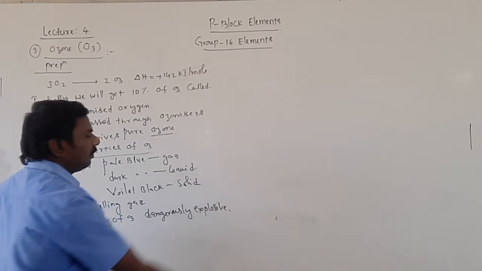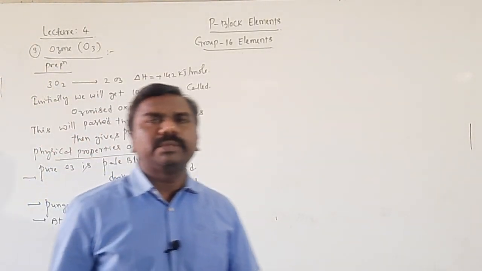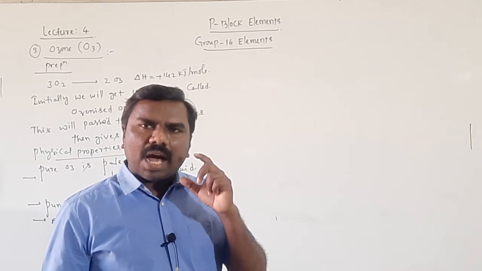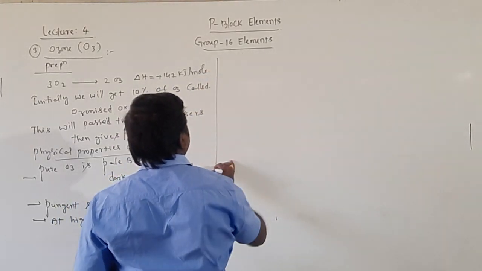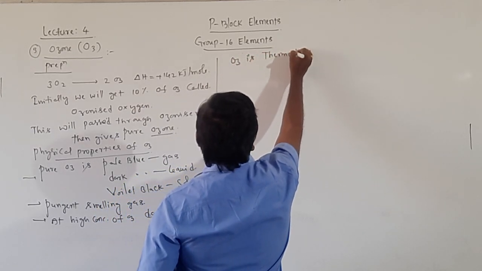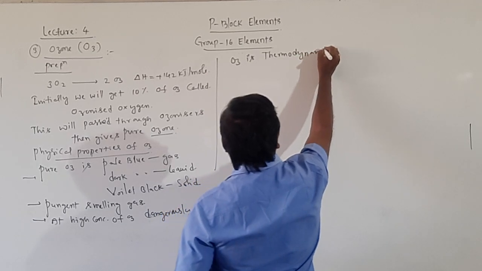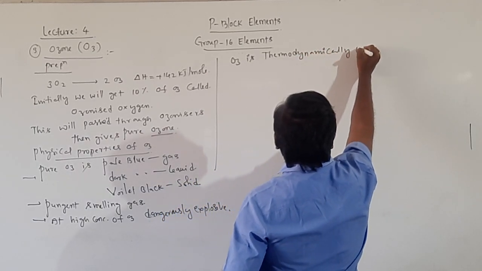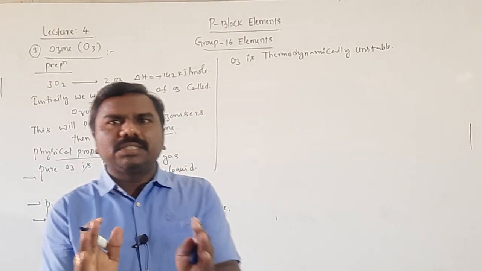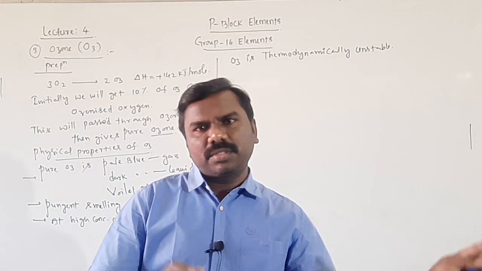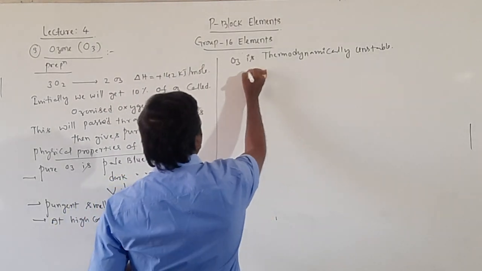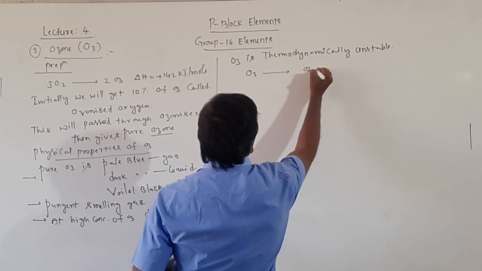When the concentration of ozone increases, it becomes explosive. Ozone is thermodynamically unstable. Unstable means that after formation, ozone will not exist as O3. O3 decomposes into O2 because it is unstable. Then O3 is converted into O2.